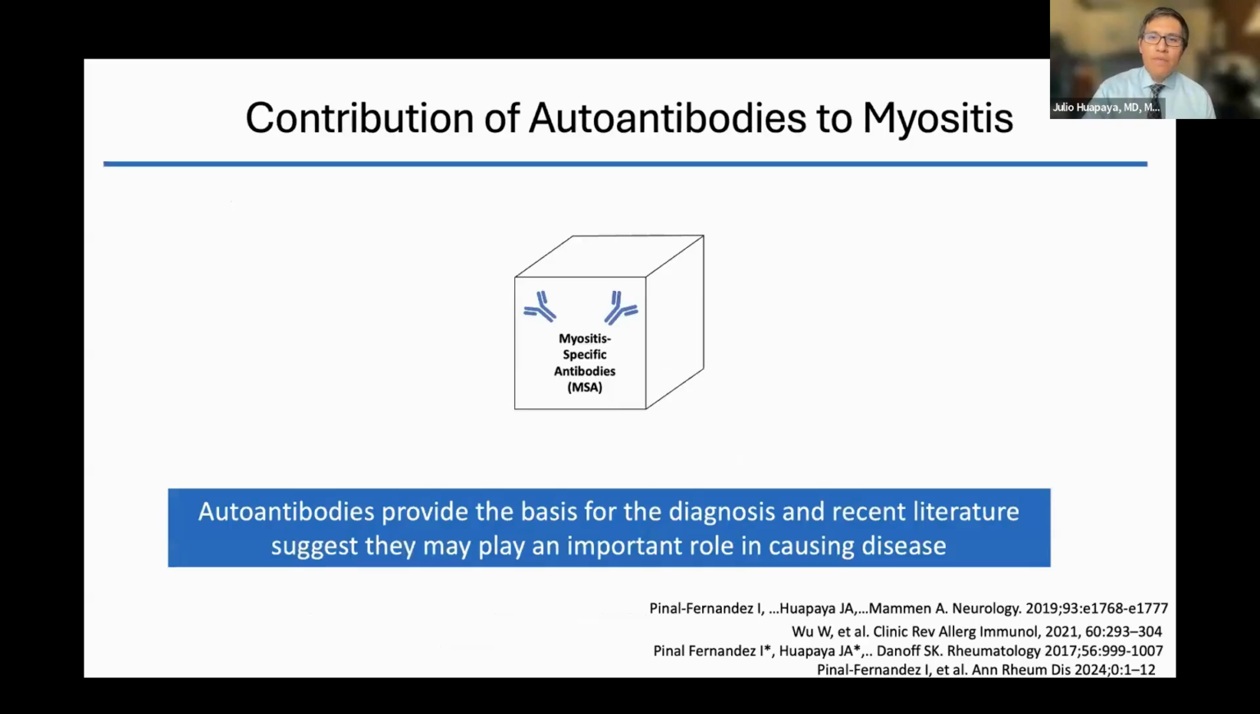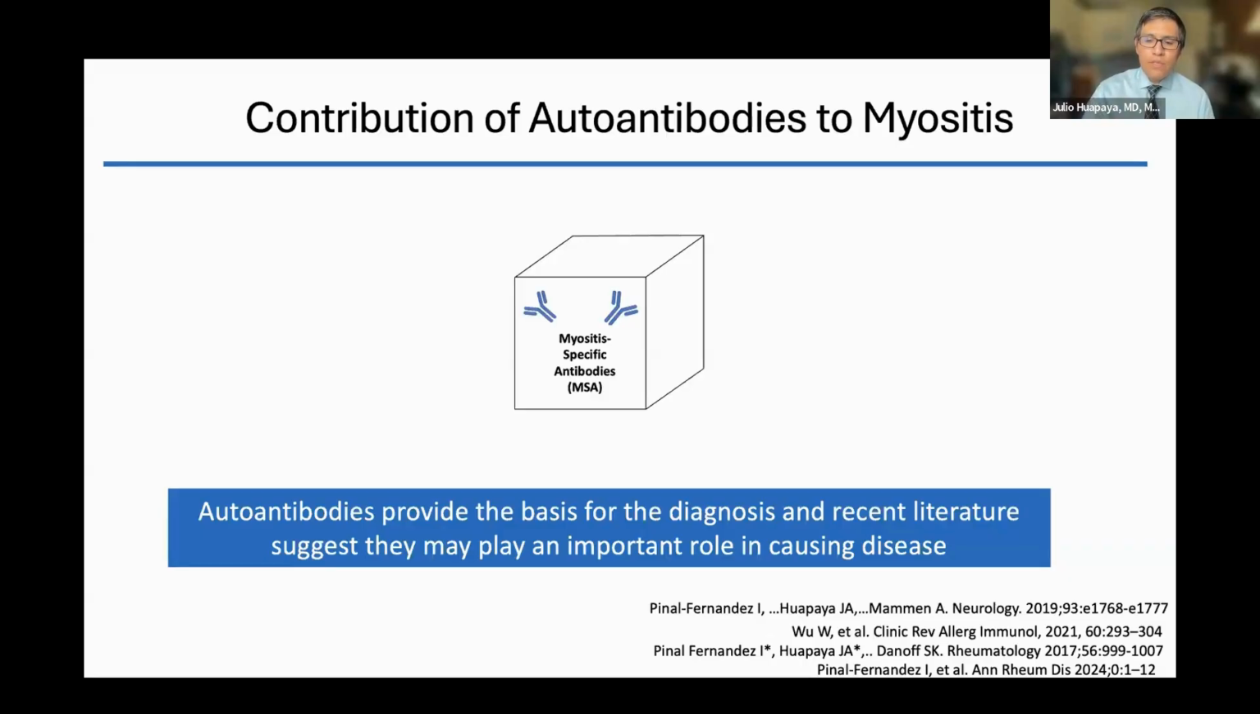But in the past, I would say 5 or 10 years, we're learning more and more about how myositis is really just a big term that actually has different subsets of patients that have very different behaviors. And right now, antibodies are very important for the diagnosis. And I'm very excited to share that the group at NIH, led by Dr. Andrew Mammen and Dr. Pinal Fernandez, they're doing fascinating work showing that these autoantibodies may actually be causing disease. So rather than just being markers for diagnosis, they can actually have a more important role in causing the disease.